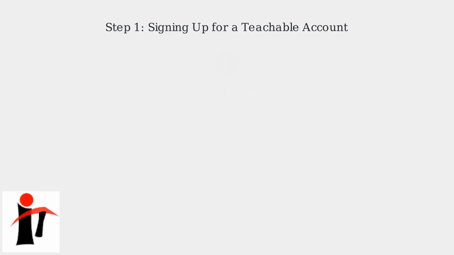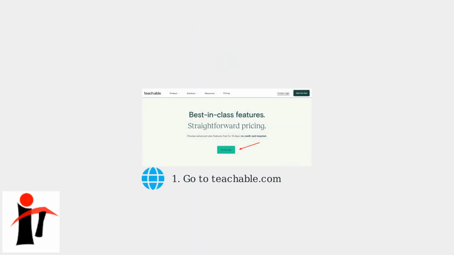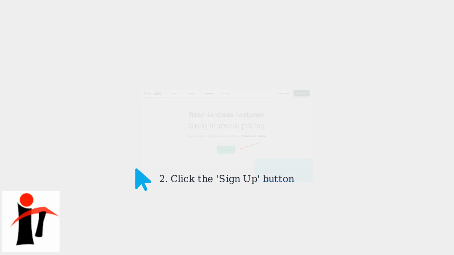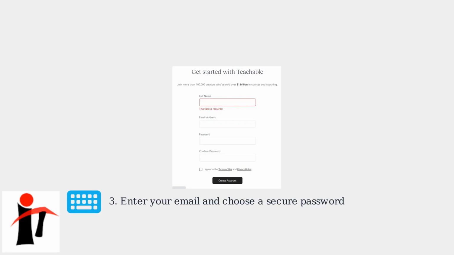To get started with Teachable, begin by visiting teachable.com in your web browser. On the landing page, you'll see the Teachable logo and information about their platform features and pricing. Locate and click the Sign Up button to begin the registration process. You'll be asked to provide your email address and create a secure password. Teachable requires only basic information during sign-up.